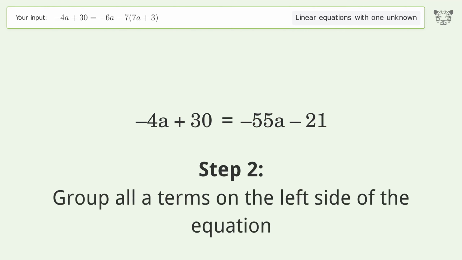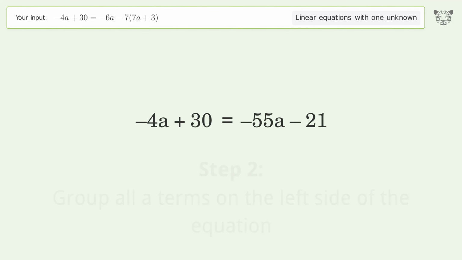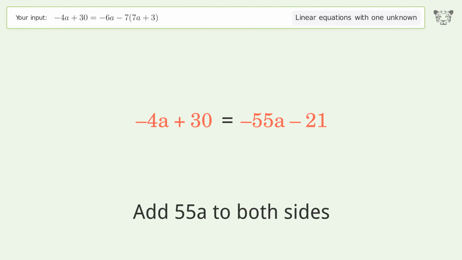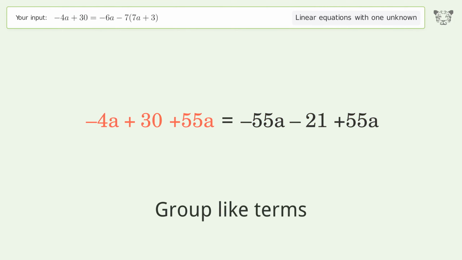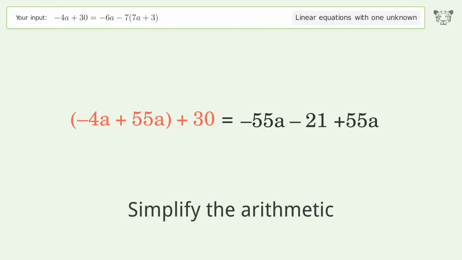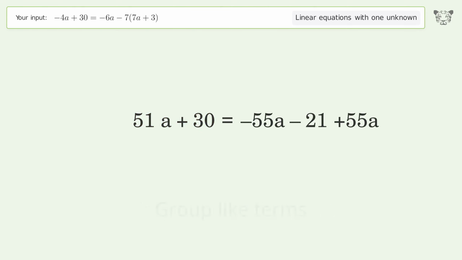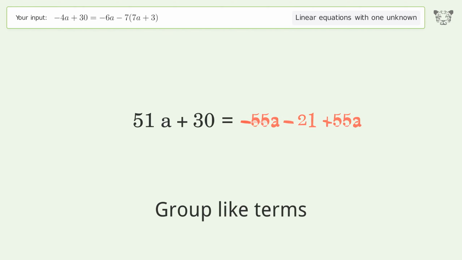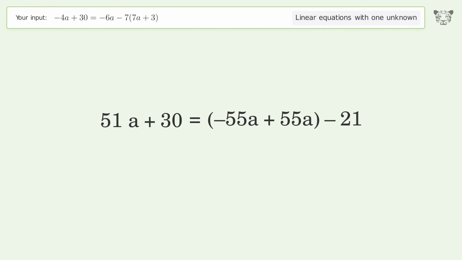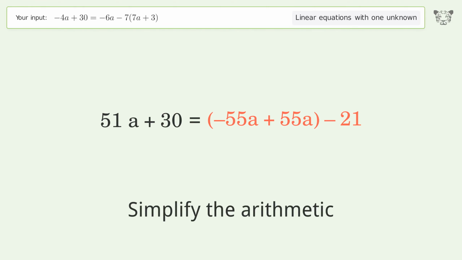Group all a terms on the left side of the equation. Add 55a to both sides. Group like terms. Simplify the arithmetic. Group like terms. Simplify the arithmetic.